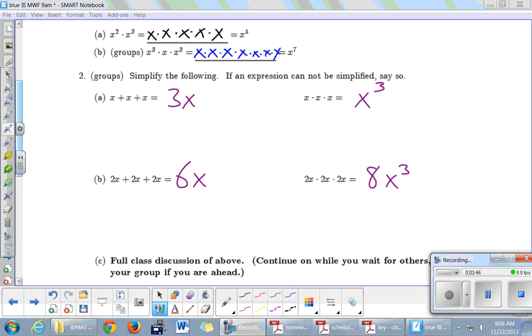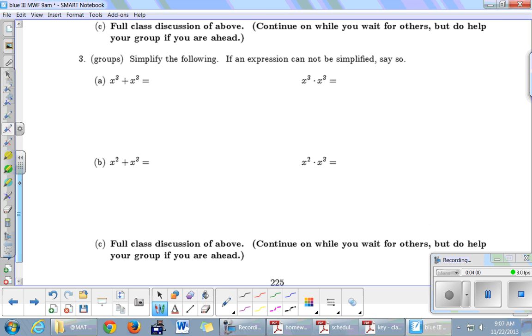In your head, you need to imagine rearranging. Bring all the 2's to the front, multiply them all together. 2 times 2 times 2, that's the 8. And then all the x's can hang out at the end. X times x times x is x cubed. Good. With your neighbors, do the same thing for number 3.